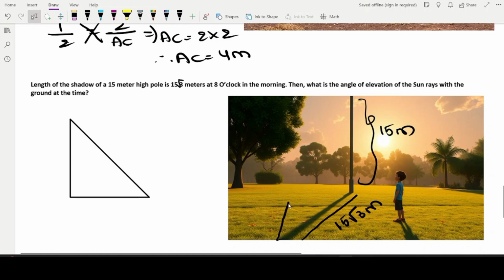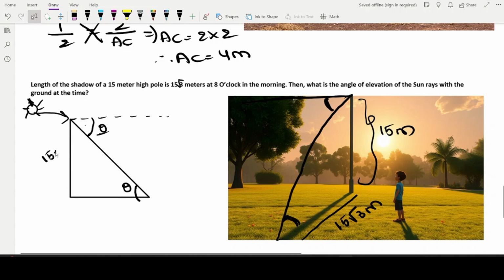So when you join both these lines, this becomes a right angle triangle. He's asking us to find the angle of elevation. So this angle will be equal to this angle. As per similar triangle rules, sun casts the rays onto the pole. The actual angle would be this. So as per similar triangles rule, both these angles will be equal. So now let us start the problem. He has given the height of the pole as 15 meters and the shadow that it is casting is 15 root 3 meters. So he's asking us to find the angle of elevation.